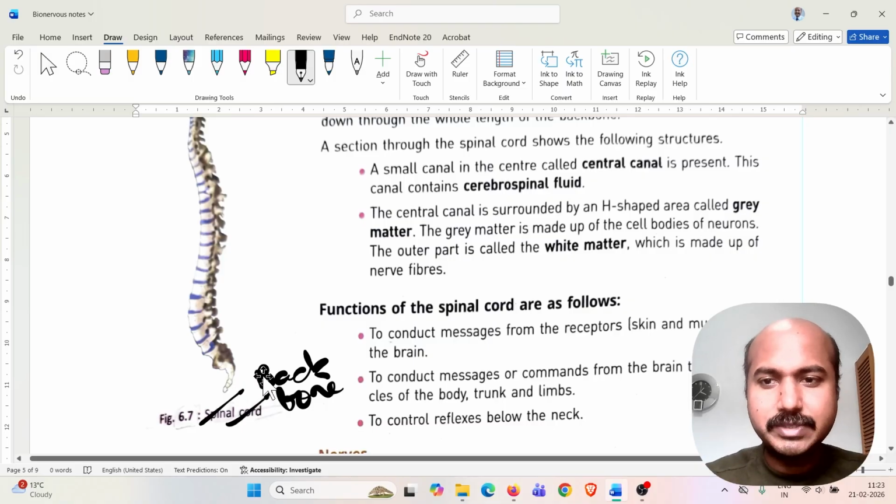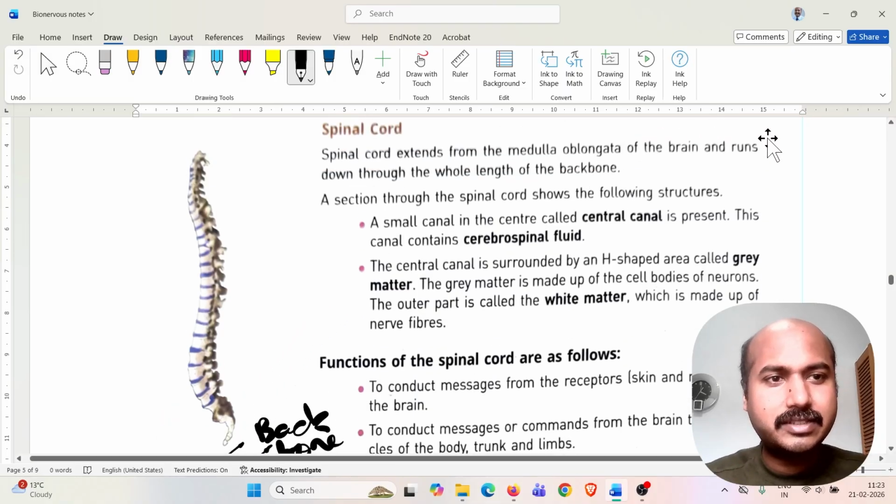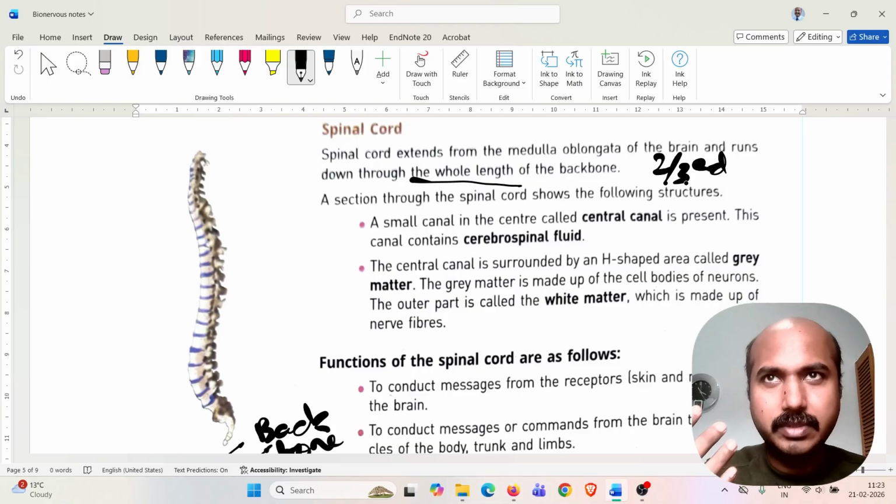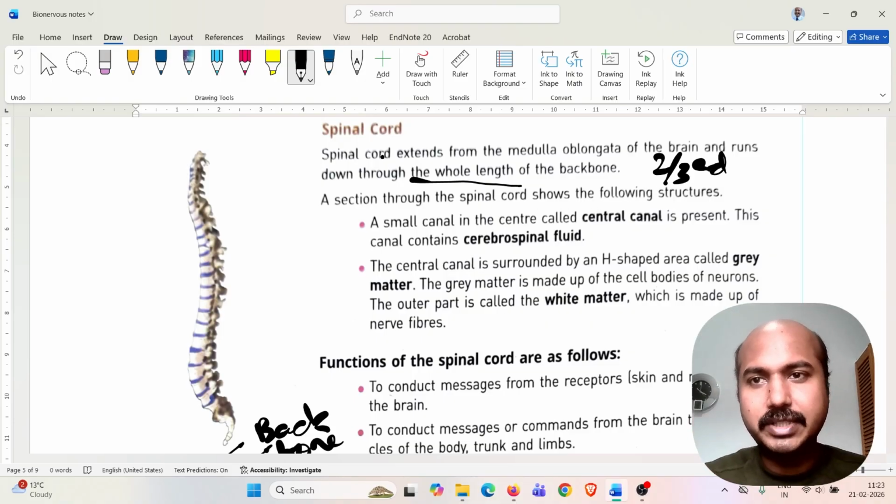So I spotted this mistake initially, and the next thing that I spotted is it runs down the whole length of the backbone. It doesn't run down the whole length of the backbone. It is only 2/3 of the backbone, and that is something that is important when we learn in higher classes. It's something that is important.